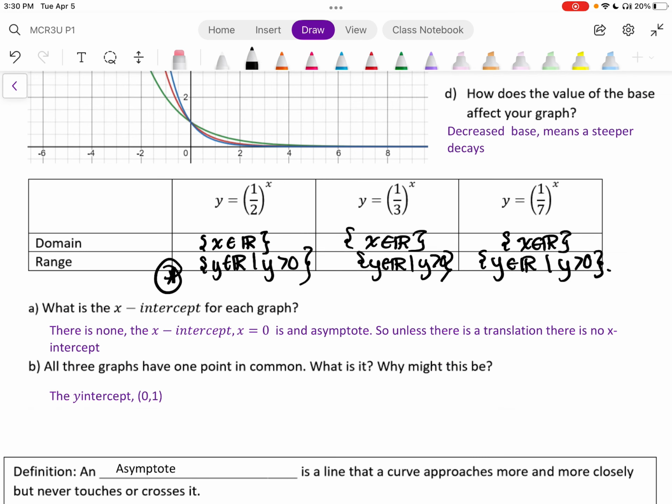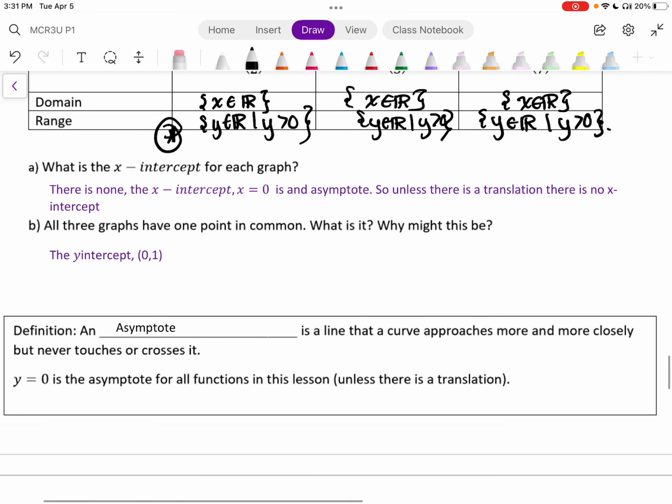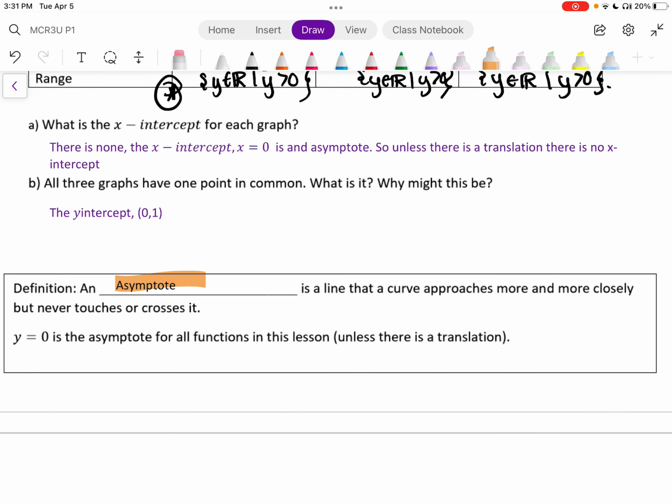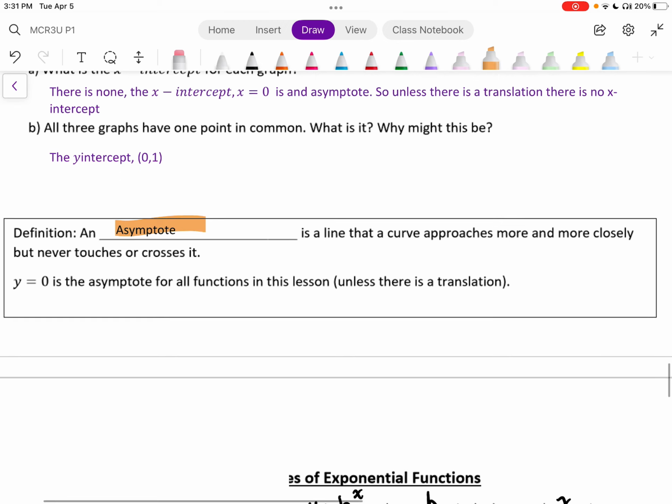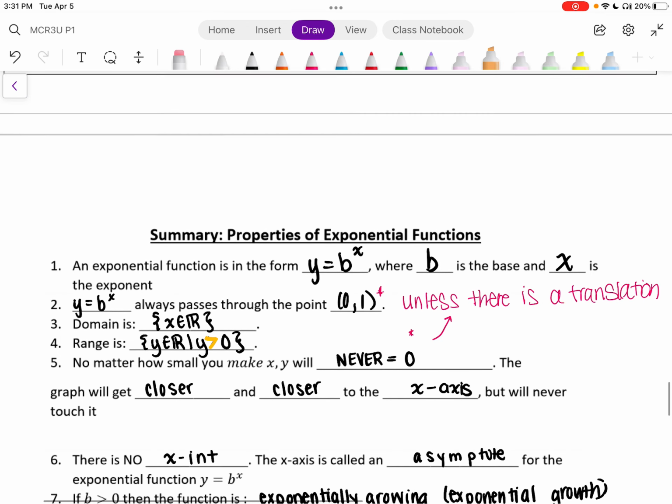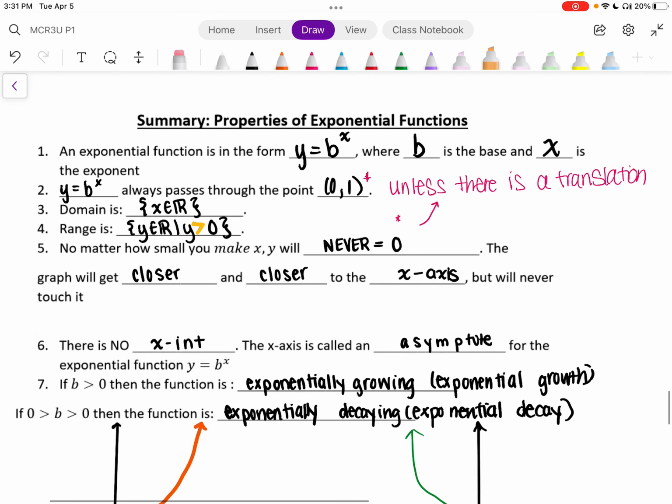What is the x-intercept? Again, there is none because there's no translation. So if there's no translation, there's no x-intercept. An asymptote is a line that the curve approaches more and more closely but never touches. In this case, it's y equals 0. And it's always y equals 0 unless there's a translation, and we'll talk about translations. This is just kind of a summary of what we learned.